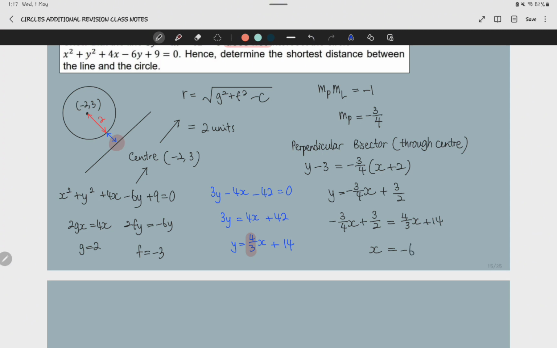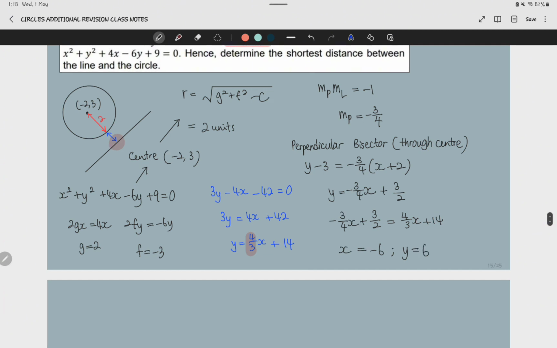X is negative 6. When you get your x is negative 6, then you find your y. Your y, you sub into any equation that you want. So negative 3 over 4 times 6 plus 3 over 2, you get negative 3. So negative 6, negative 3. Wait, there's a mistake here. 4 over 3 times negative 6, plus 14. Oh, your y is 6. Sorry, your y is 6. Okay, so it passes through that line.